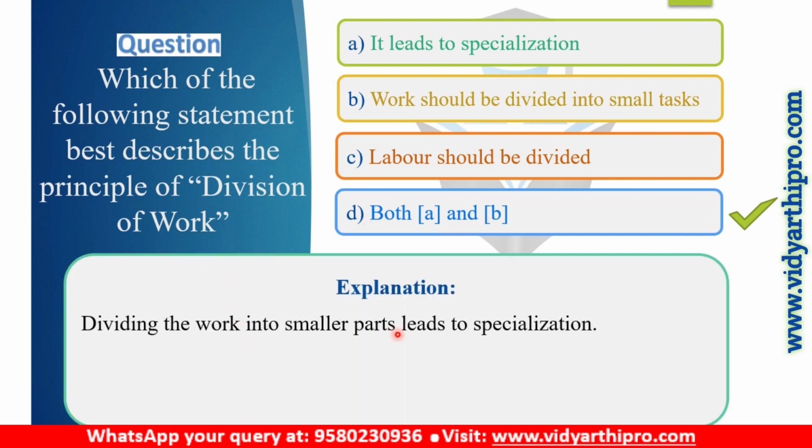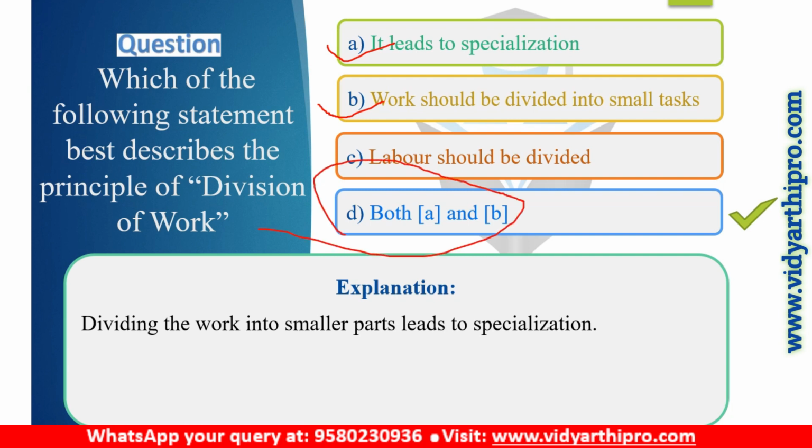Dividing the work into smaller parts leads to specialization. So division of work से specialization भी होता है, और जो बहुत ज़्यादा बड़े लेवल पे जो टास्क होते हैं वो छोटे छोटे स्मॉल टास्क में डिवीजन भी हो जाता है उनका. So option number A and B both are the best for the principle of division of work. लेबर को नहीं डिवाइड करते, वो काम को डिवाइड करते हैं और उसी अकॉर्डिंग लेबर्स को वो काम असाइन किया जाता है. So dividing the work into smaller parts leads to specialization.